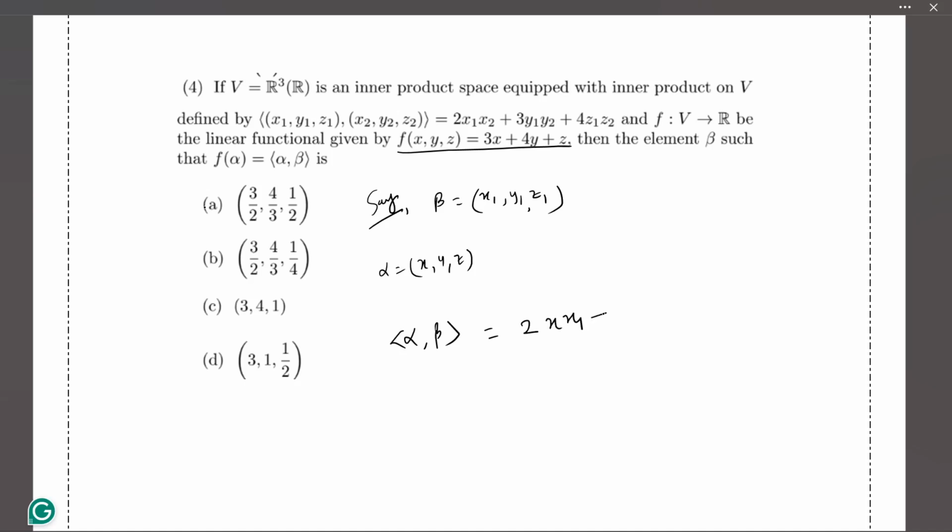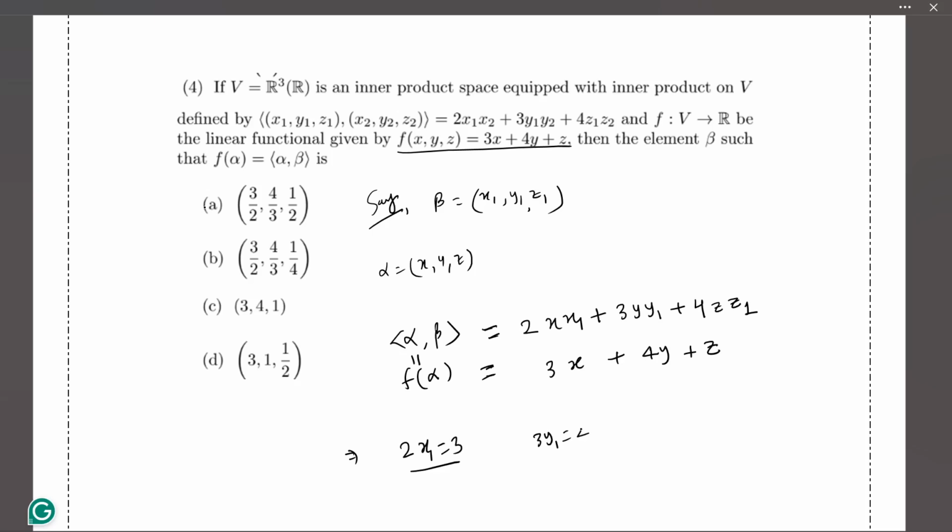2x, x1, right? Plus 3y, y1, plus 4z, z1. Okay. Now, what is f alpha? F alpha is just given by 3x plus 4y plus z. So we want these to be equal, but this equality condition will imply that 2x1 is equal to 3, 3y1 is equal to 4. Just compare here. Okay.